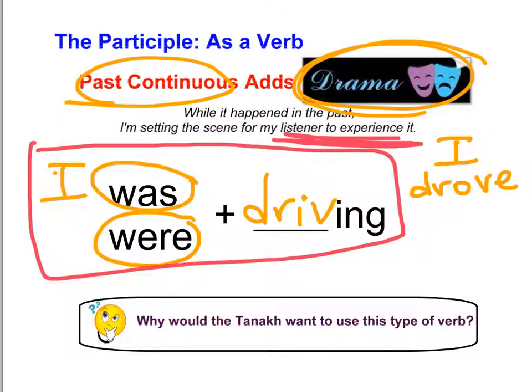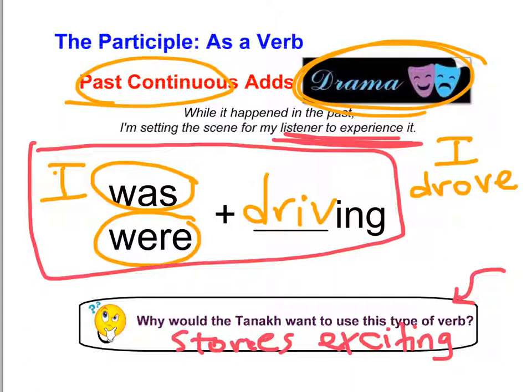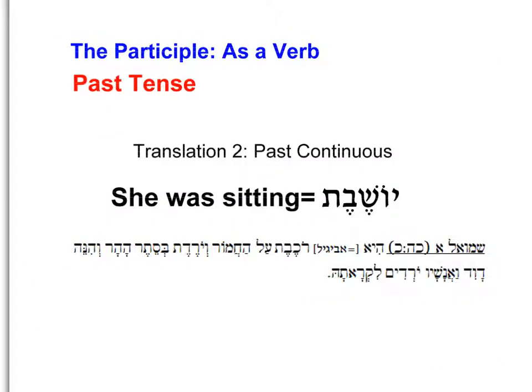Now, why would the Tanakh want to use this type of verb? What's the benefit of using this type of verb? Well, we know the Tanakh is full of stories, and it makes these stories exciting. It draws the listener into the story to make you feel like you're going through the experiences with the characters of the stories. Here we have a pasuk from Sefer Shmuel where we see that the past continuous really draws you into the story.